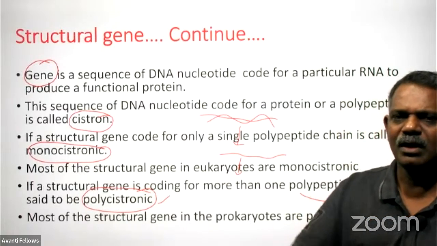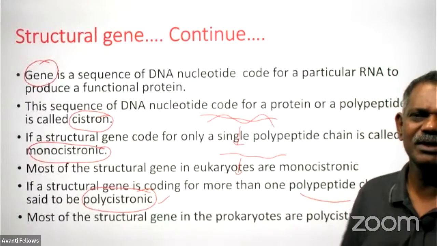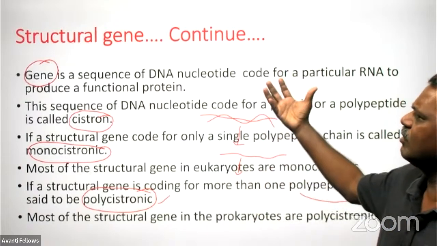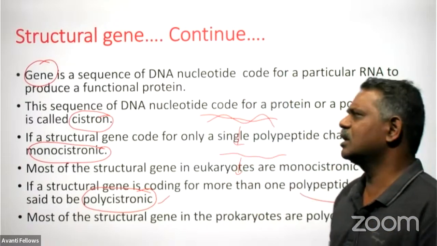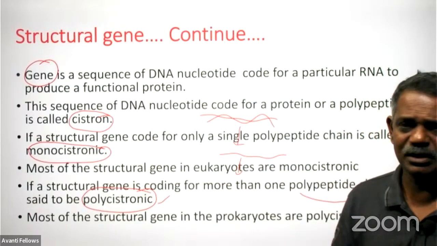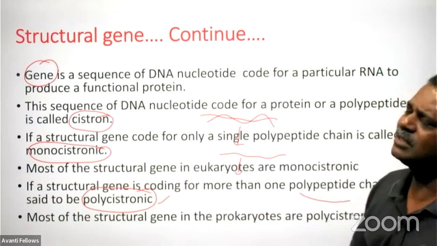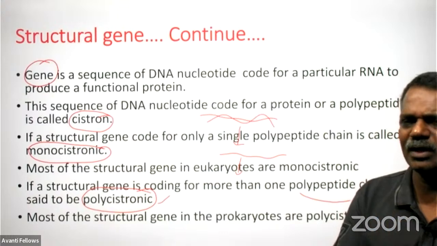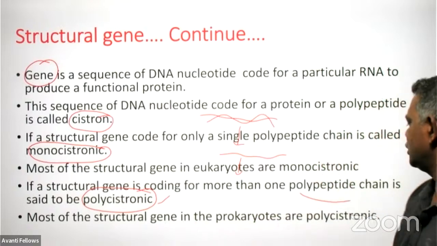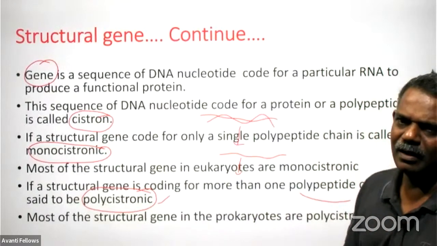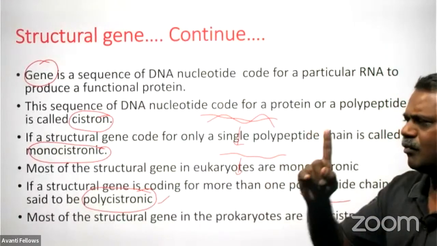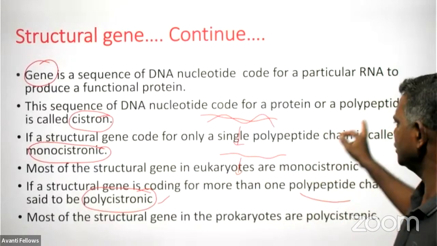Whenever you discuss prokaryotes and eukaryotes, because in examinations they used to ask such types of questions, you should have thorough knowledge about what happens in prokaryotes and eukaryotes during transcription, translation, DNA replication, etc. That is why we are discussing all these things in great detail. So chances are there to ask. Many times it's asked also. So most of the structural genes in the prokaryotes are polycistronic only, whereas in eukaryotes, most of the structural genes are for one polypeptide or one protein.